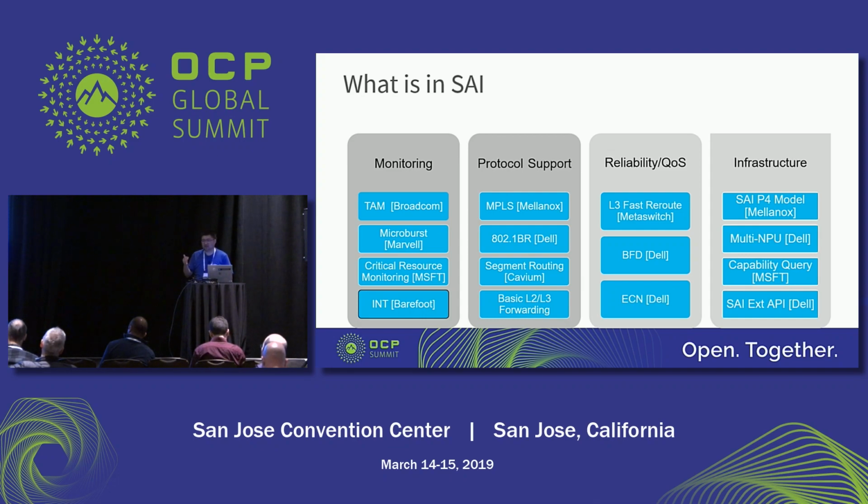And then the last category is a set of infrastructures for the people to extend the SAI. For example, we have the contribution, the SAI P4 model from Mellanox, which can define the behavior model that we have just described. And also there is other set of multi-NPU support, and we can also provide the capability query APIs, which allows the user to query what the ASIC capabilities are. And the last one is we also allowed users to define their own extension APIs through the SAI so they can have their own vendor-specific features.